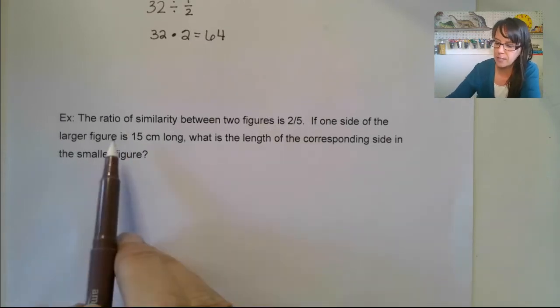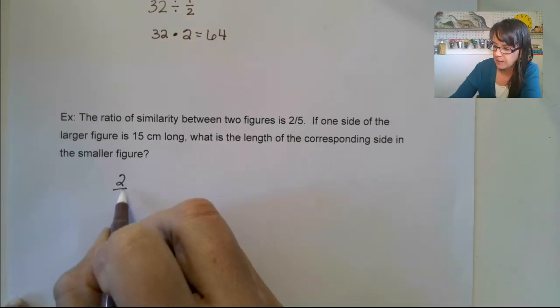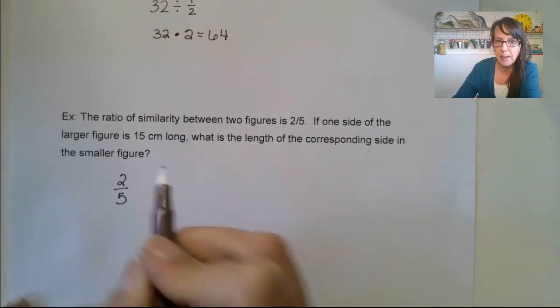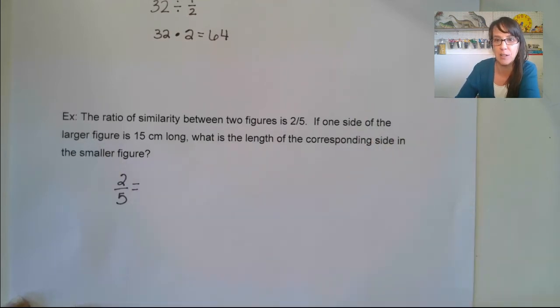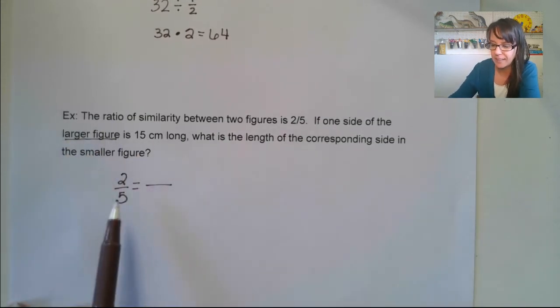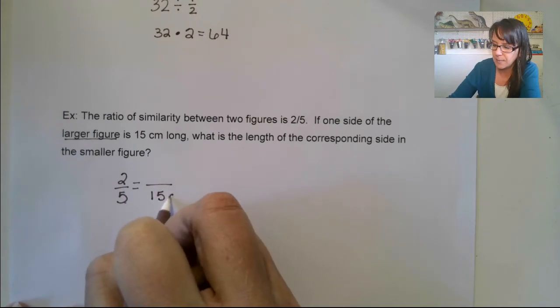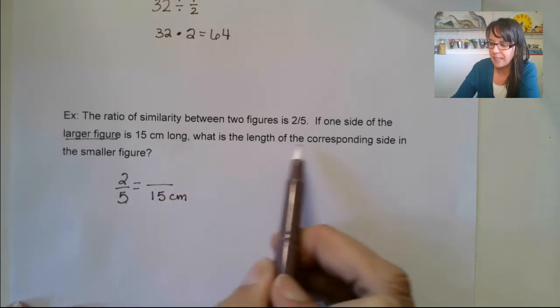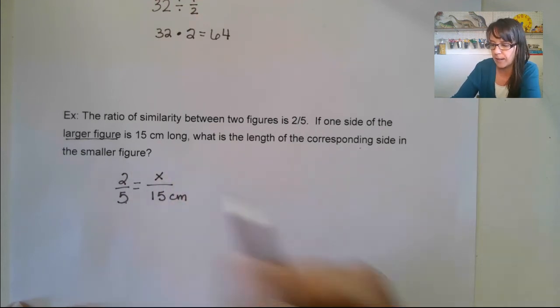All right, the ratio of similarity between two figures is 2 to 5. We're going to write that down. If one side of the larger figure is 15 centimeters long, this is where it's important that we're paying attention. The larger figure is going to be on the bottom here because 5 is larger than 2. So we're going to say 15 centimeters here. What is the length of the corresponding side? So the same side on the smaller figure, that's where we're going to put our X.